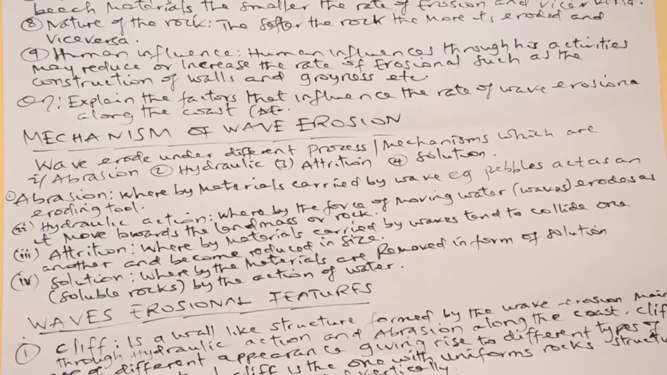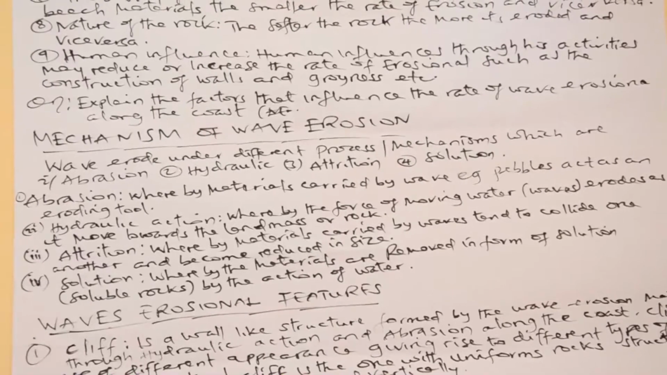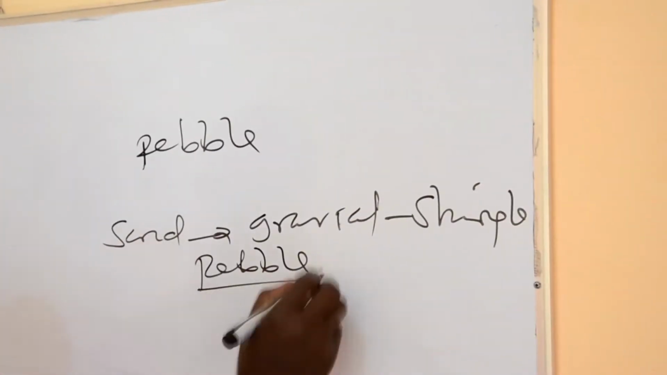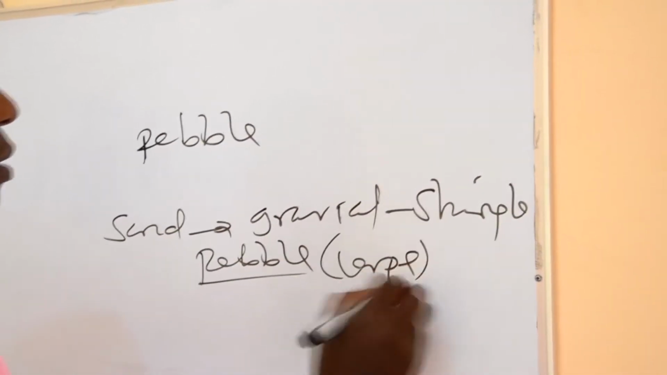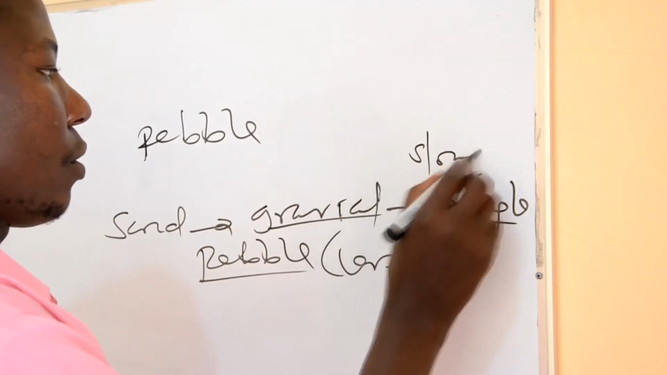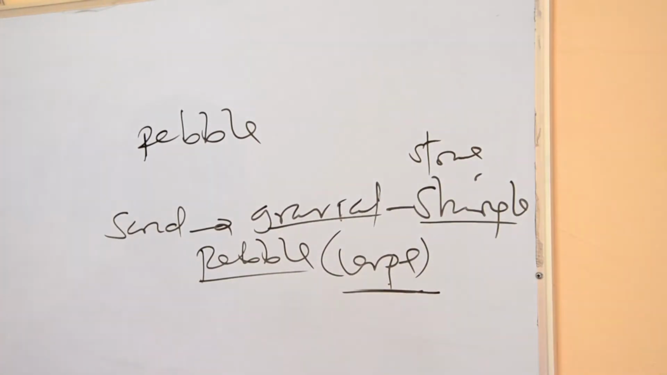Okay, the meaning of pebble: these are large materials, because we have different stages. We start with sand. After sand, we have gravels. After gravels, we have shingle. After shingle, we have pebbles. Pebbles are large materials. Gravel is like small stones. Shingle is like stone, but pebbles are large materials which can be swept away by strong waves and hit the shore and cause more erosion.